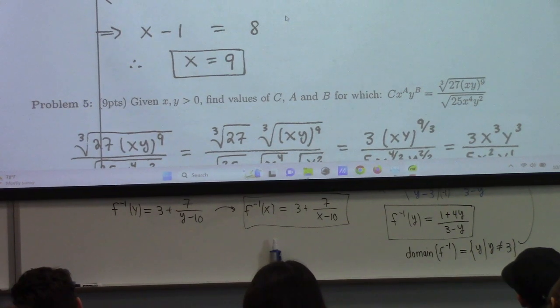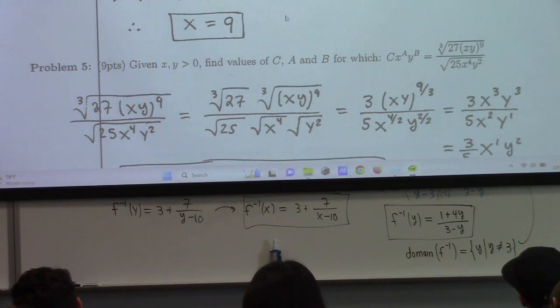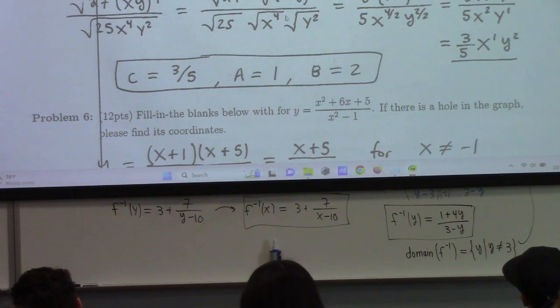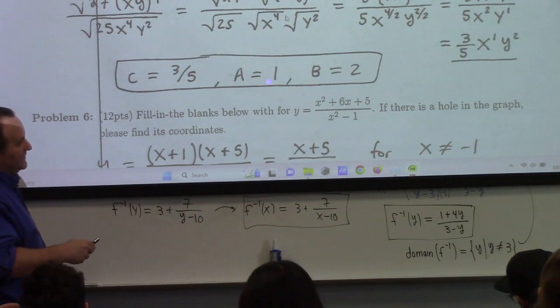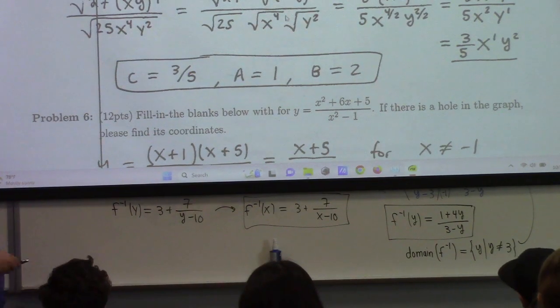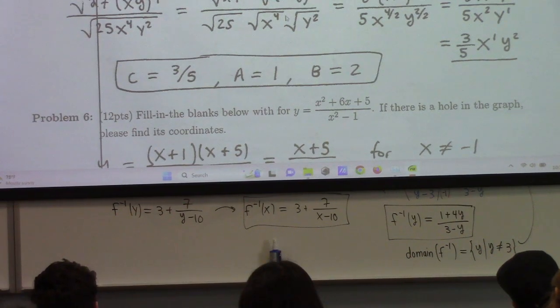So in retrospect, there might be 2 answers to that problem as well. Problem 5. Here, we simplify. We get 3/5, x to the 1, y to the 2. So c was 3/5, a was 1, b was 2. Some of you got this. Some of you did not.